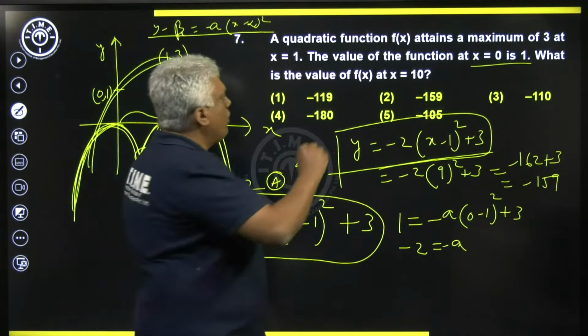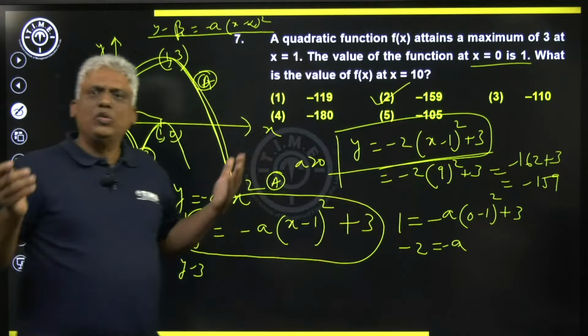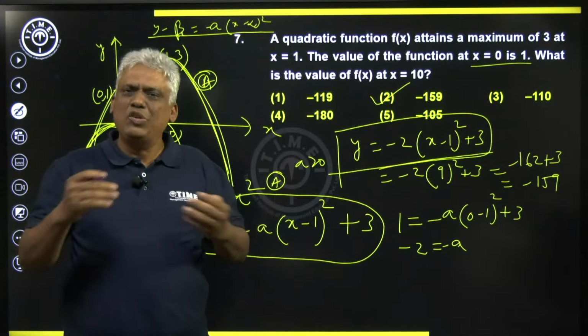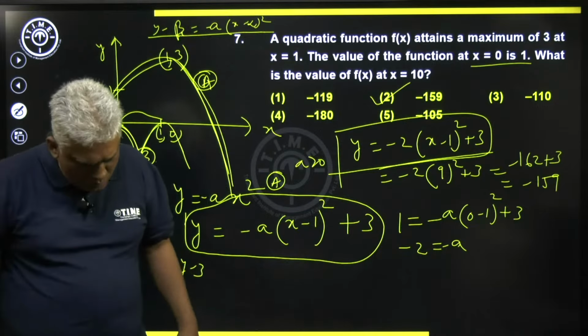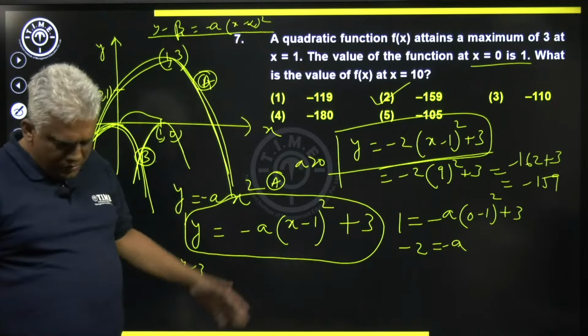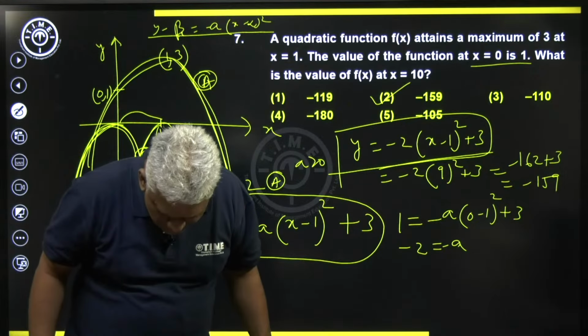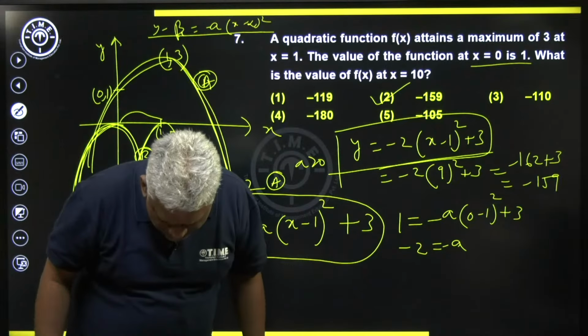Okay, that's option B. You can also do it by taking ax square plus bx plus c, but you have to solve equations. This will be fast. I hope this is clear to everyone. Yes, option B is right. Samriddhi, that's the right answer. I think many of you got the right answer.